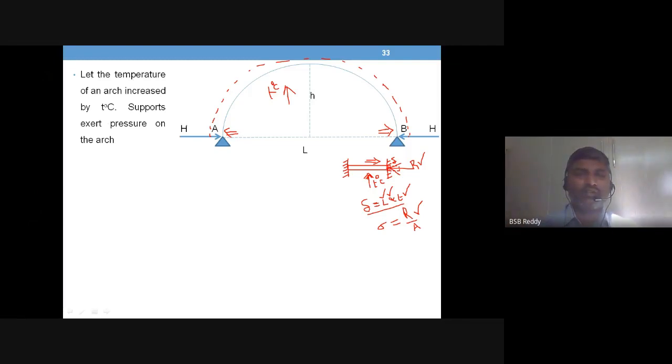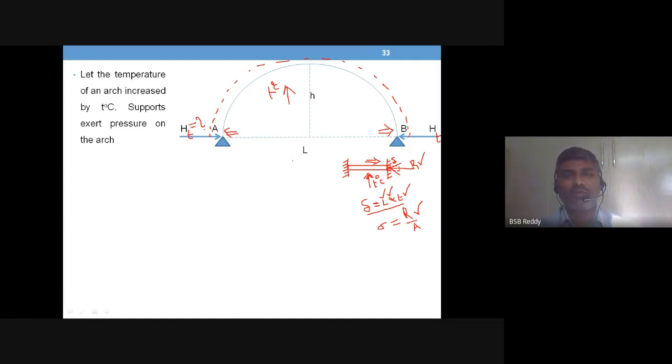So that is why a horizontal reaction is expected because of temperature change. This H is not because of the loads. This is just because of the temperature change. So how much this will be, right? That is your calculation now. So loads will cause some horizontal reaction. If there is any temperature change in the arch, that is also going to create a horizontal reaction.